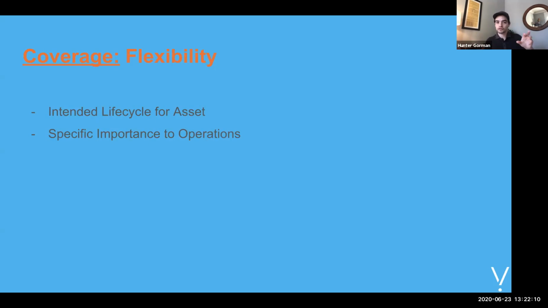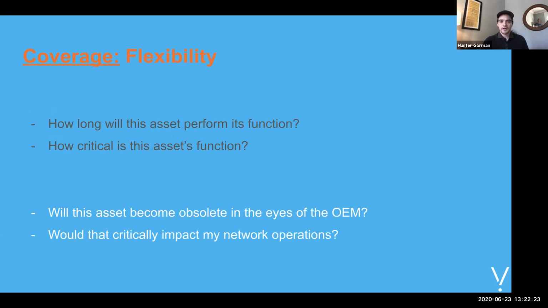I want to focus on two of the questions that we asked at the beginning of this. Around intended life cycle of that asset, so not necessarily the OEM's life cycle, but your intended life cycle for that asset, and then the specific importance to operations. Essentially, we're asking how long are we expecting this thing to perform its function, and then how critical is this function? Aaron, do you mind speaking to the questions at the bottom of the screen? If you do have an asset that may become obsolete in the eyes of an OEM, and potentially one that's critically important to your network, as a maintenance professional, what do you generally recommend that clients do in that situation?